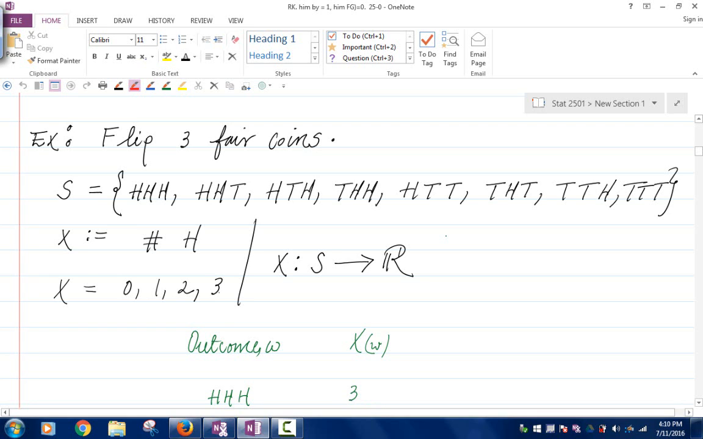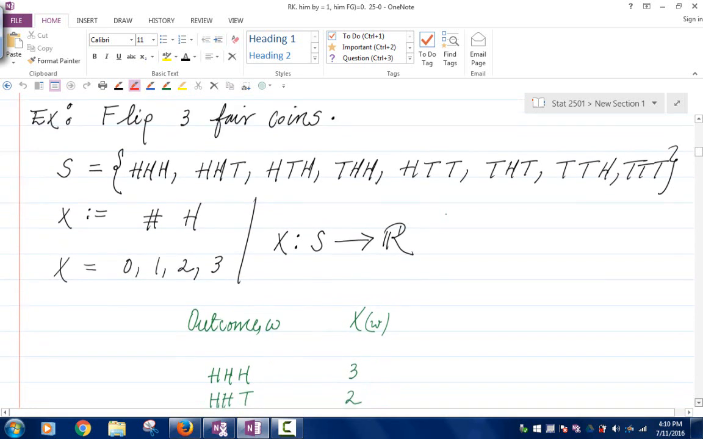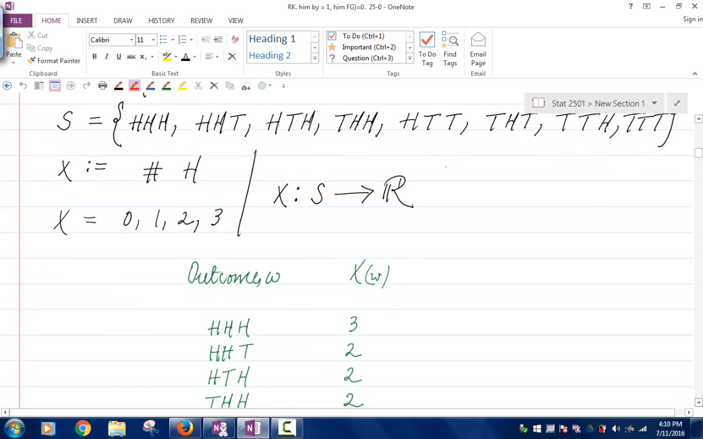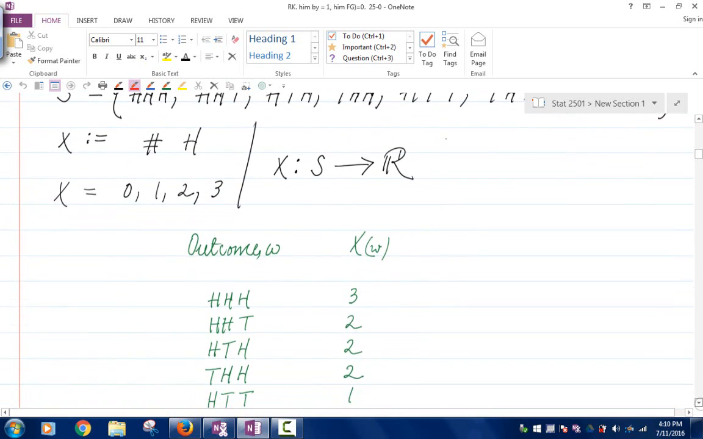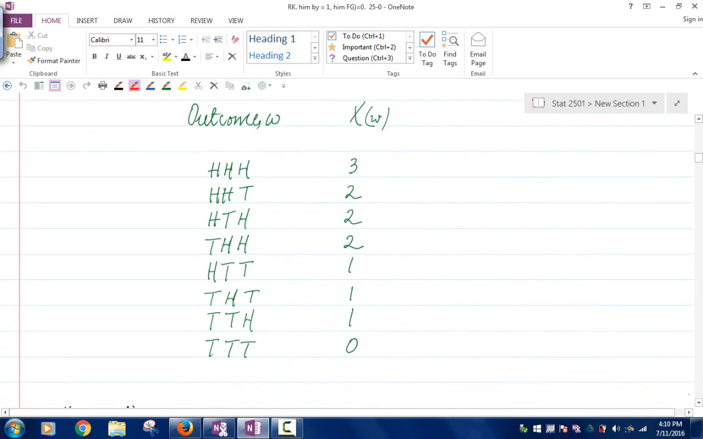Now here X is a function from the sample space into the real numbers. So let's express X as a table. In the first column I have all the outcomes, and the outcomes are denoted by omega here. And then in the second column I have the value of X for that outcome omega. So if the outcome is HHH, well, then the number of heads is 3, so X would be 3. If the outcome is HHT, then the number of heads is 2, so X would be 2.